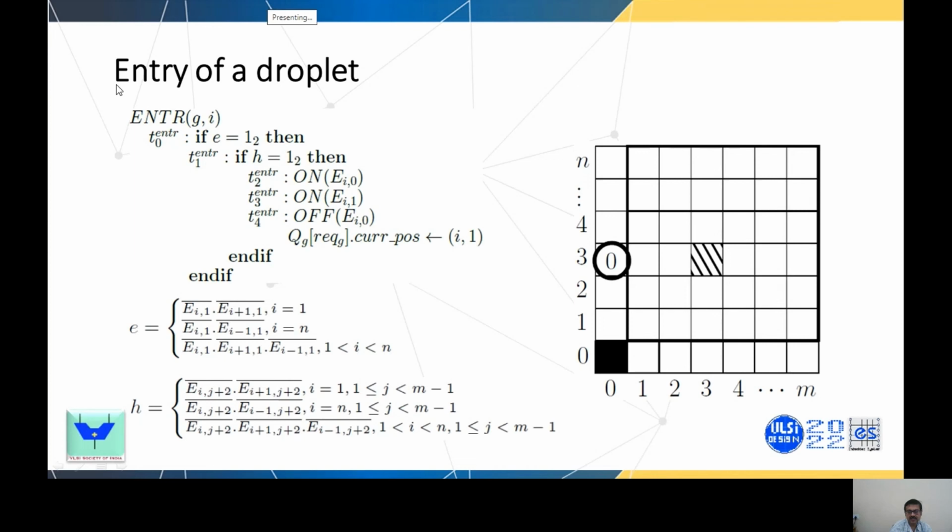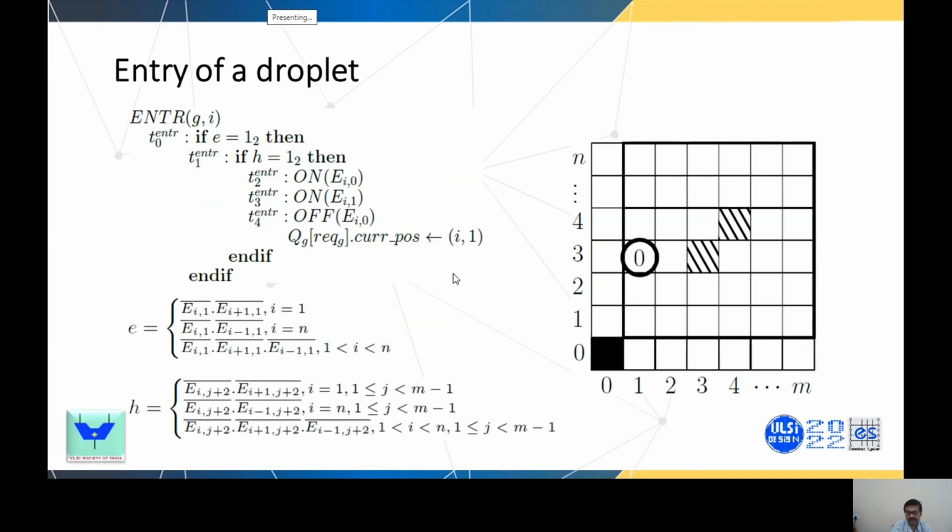We have incorporated 3 instructions with this. The enter instruction, entry, helps us to enter the droplet from the reservoir into the grid. It is done by maintaining the fluidic constraint, where we have to maintain at least one grid space between 2 consecutive droplets. So this is an entry.